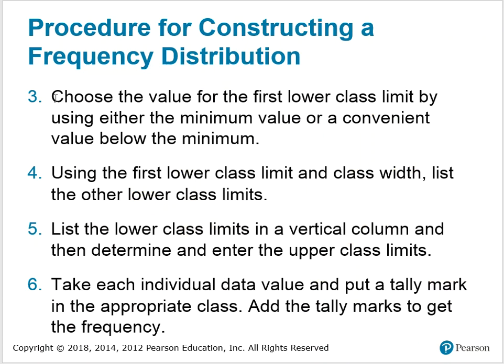The next thing we want to do is choose the value that we want to start with. We might want to make it lower than what we actually have within our data set, and I'm going to recommend doing that with our data set we're going to work with. Then we're going to start by making our first lower class limit and using our class width to start breaking them apart in steps 4 and 5. We'll then do it with our upper limits and then start making our tally marks.